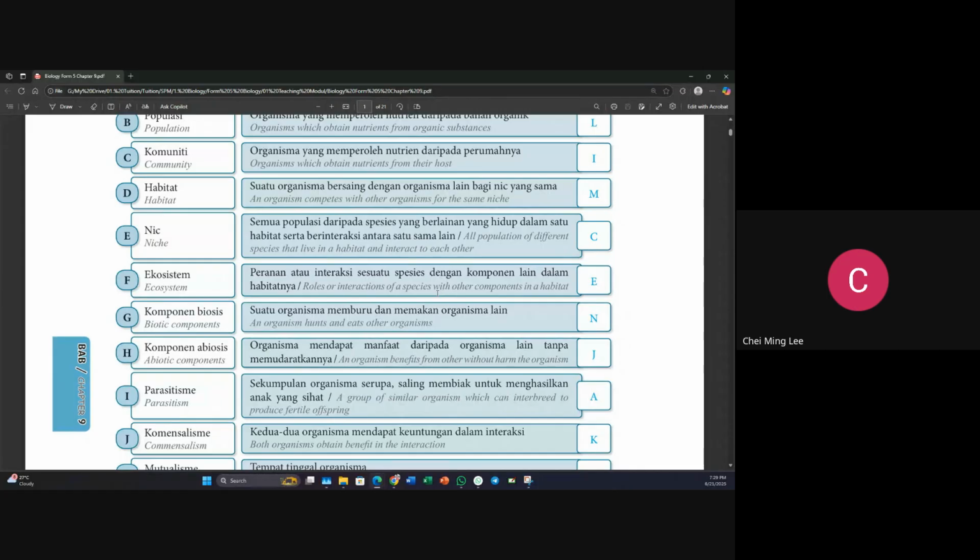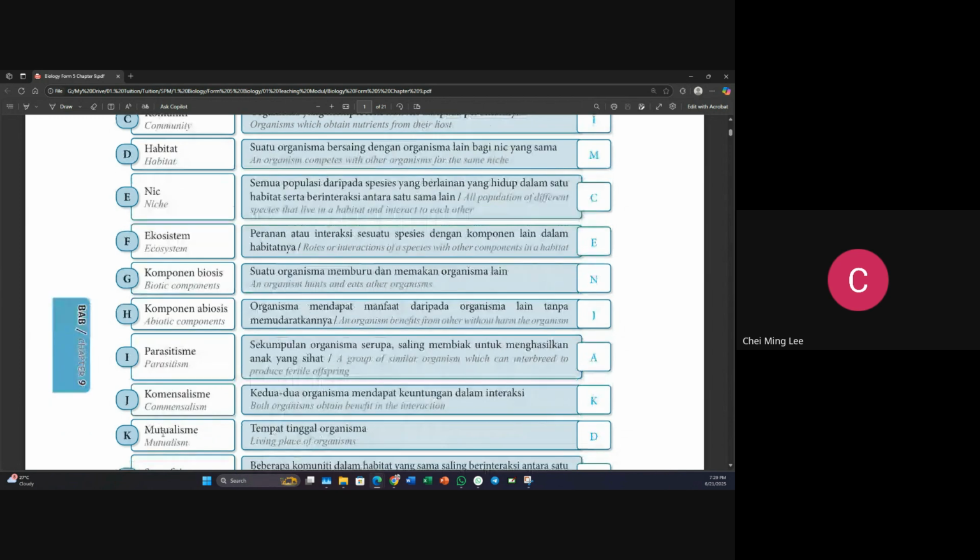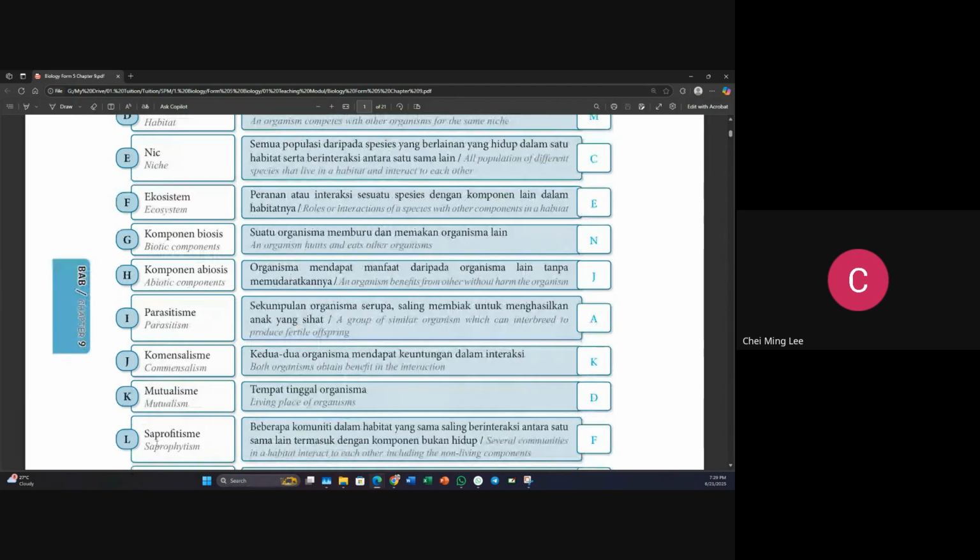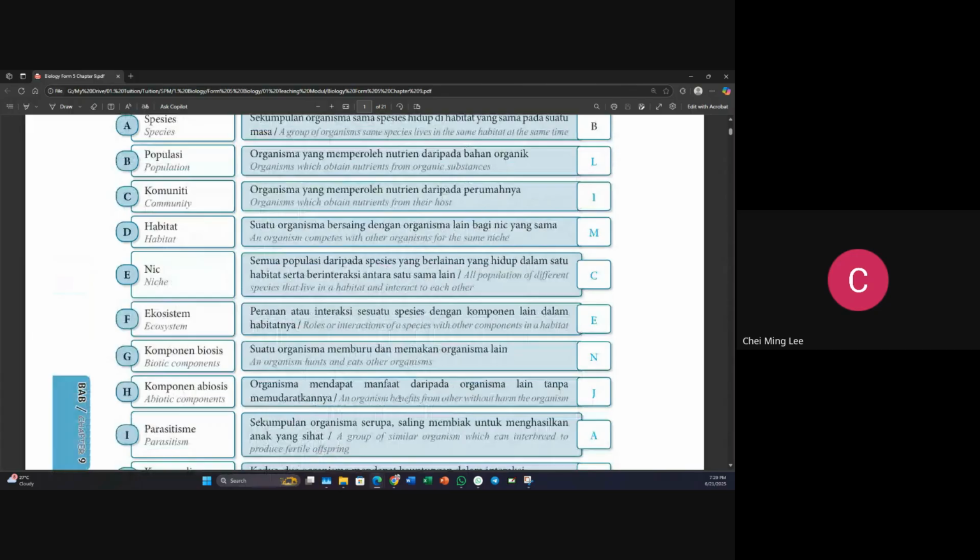Commensalism is when an organism benefits from another but does not harm it. Normally in commensalism, one gains and the other doesn't gain or lose. Mutualism is when both organisms obtain a benefit in the interaction. Saprophytism: these are organisms which obtain nutrients from organic substances. They help in decaying the carcasses.